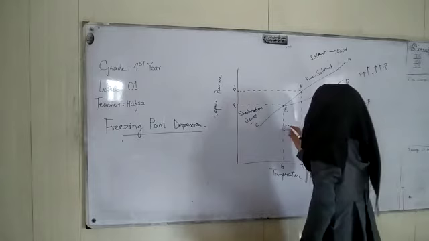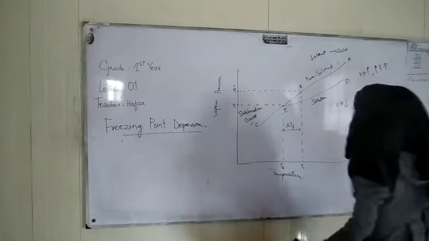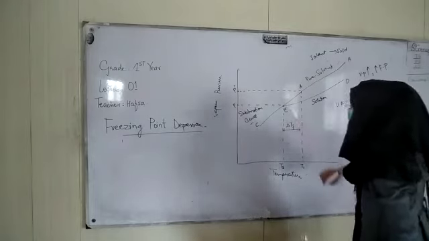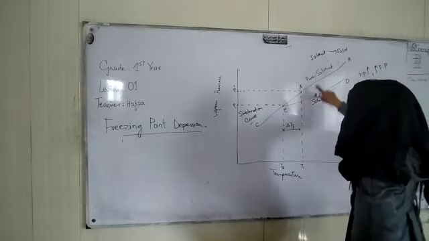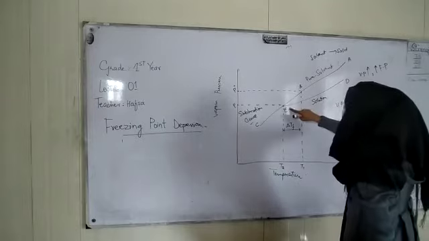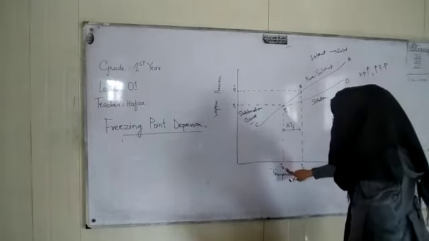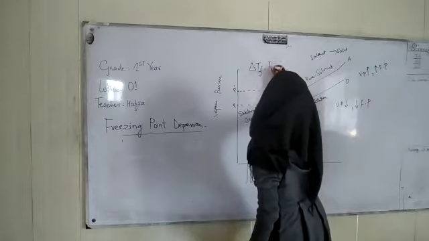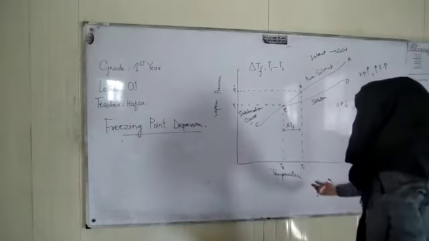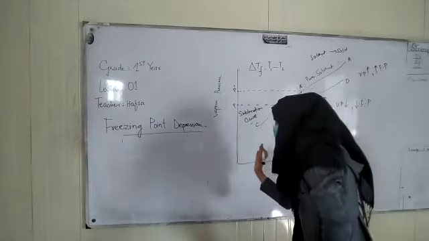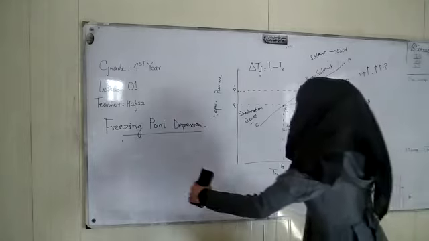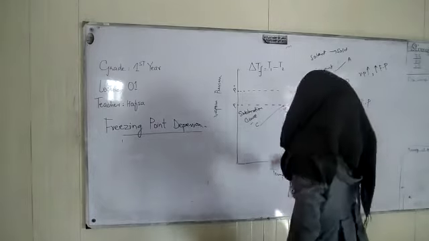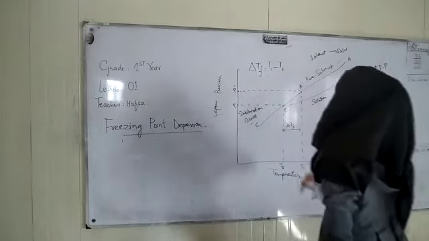I am denoting it as del Tf, that is the change in freezing point temperature. B is a point where solvent freezes at temperature T1. E is a point where solution freezes at temperature T2. So I can write del Tf is equal to T1 minus T2. T1 is the higher value and T2 is the lower value, because the temperature is getting decreased. The temperature is changed from T1 to T2, so I am writing it as T1 minus T2.